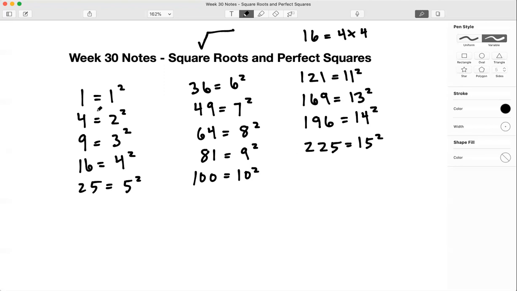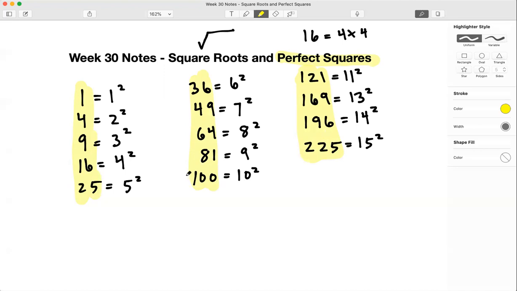Okay, so it's helpful to look at it kind of in this direction so that you can see the relationship between the number we square and the number that is the perfect square itself. The perfect squares, just to remind you, are these numbers right here, okay? They're the numbers we got by multiplying a number by itself.